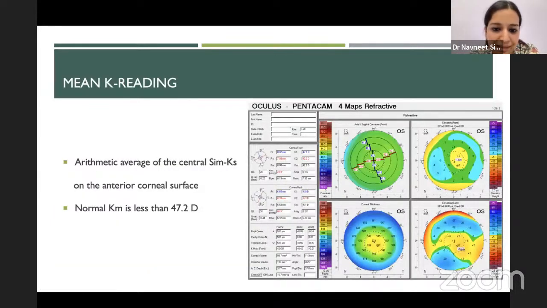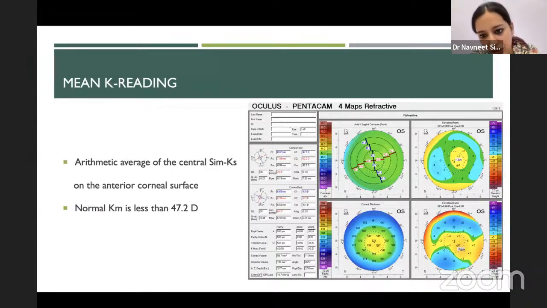Now, understanding various different terminologies will be helpful to understand the various diagnostic procedures which are required before the patient undergoes any refractive surgery. So one important reading is the mean K reading. It is an arithmetic average of the central simulated Ks on the anterior corneal surface. And normal mean K is less than 47.2 diopters, usually in normal patients.